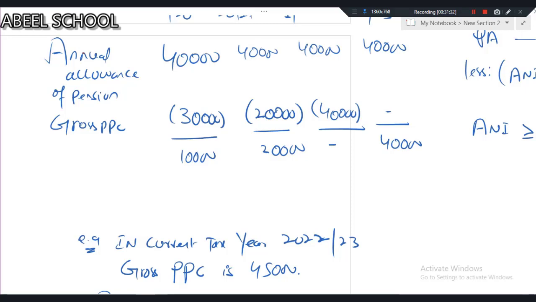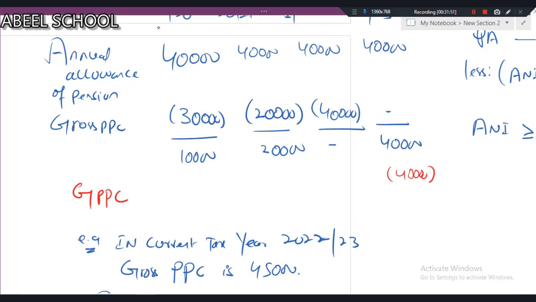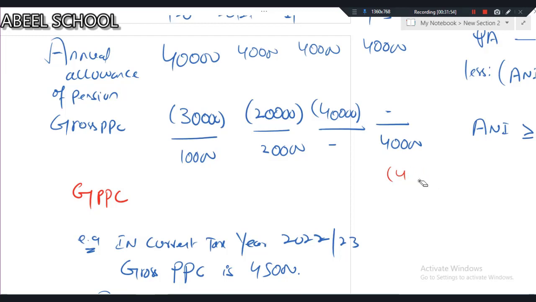Let us apply this on this question. We have a gross PPC of 45,000. So obviously the current tax year is 22-23. First I'll be utilizing the current tax year 40,000. After using the current year annual allowance limit, if your contribution is more than 40,000 pounds, then the excess contribution will be used against the unused limits of the previous 3 tax years on a FIFO basis.